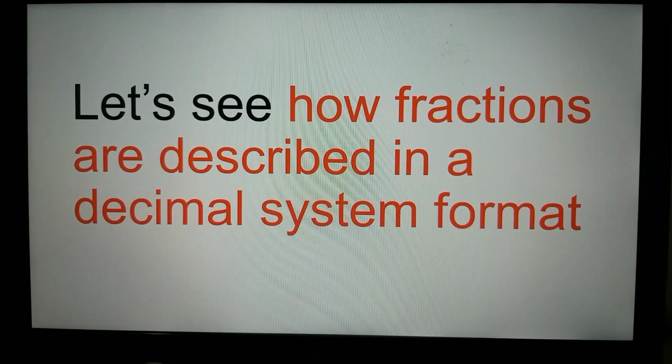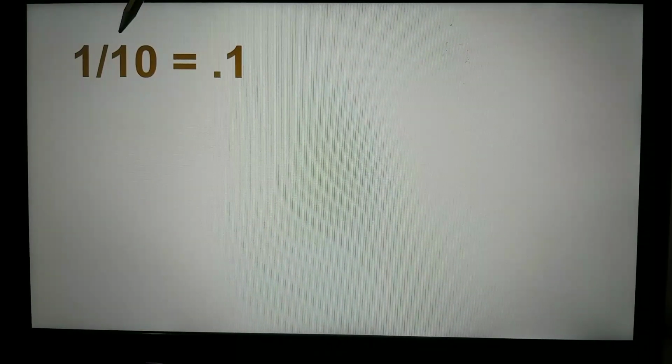Let's see how fractions are described in a decimal system format. We take the first example. This is 1 divided by 10, 1/10. So we write it in decimal system as 0.1. What we did is we eliminated the denominator and put a decimal one digit to the left on the numerator.